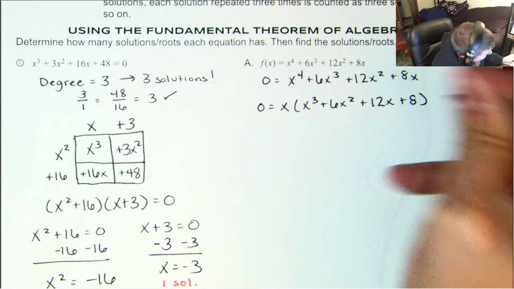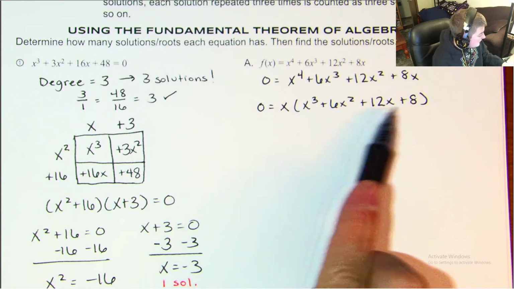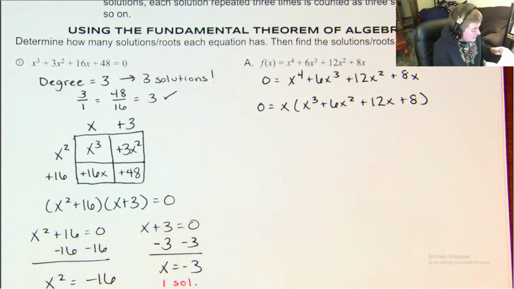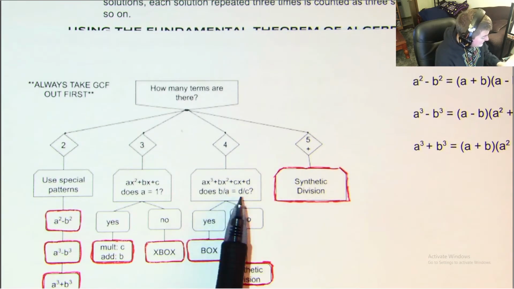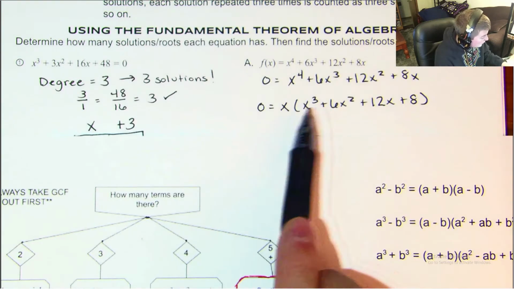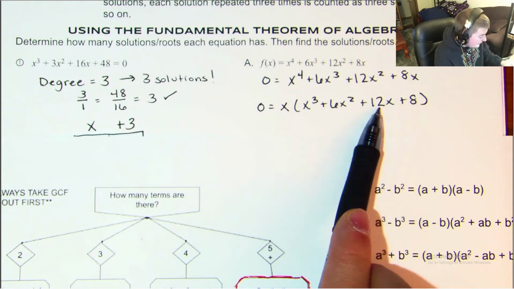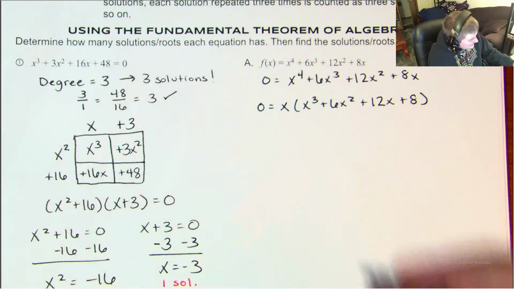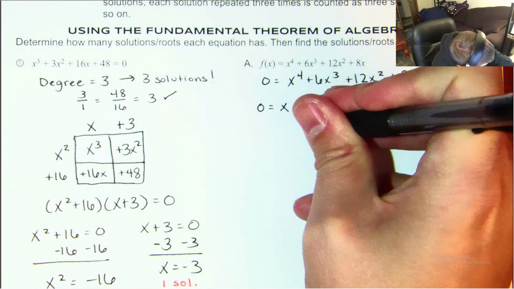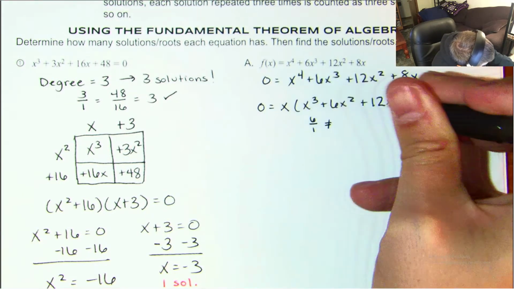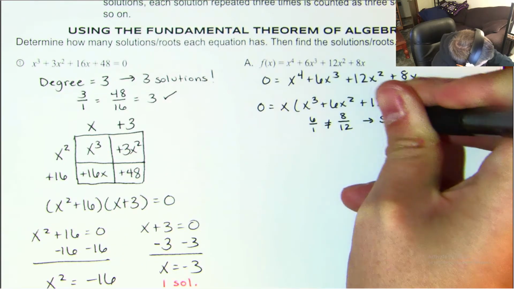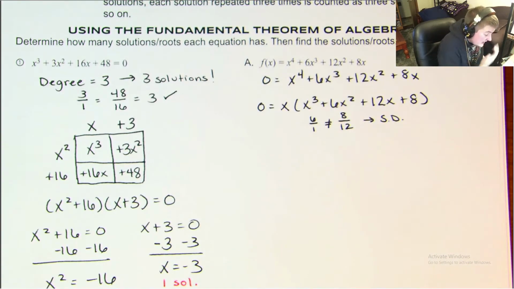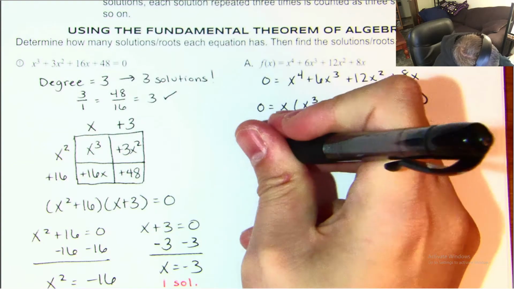Okay. Now when I'm looking at this, 1, 2, 3, 4, I have 4 terms. When I have 4 terms, I have to ask whether b divided by a is equal to d divided by c. So 6 over 1 and 8 over 12. No, those are not. So 6 over 1 is not equal to 8 over 12. This means I have to use synthetic division, which follows a 4-step process.